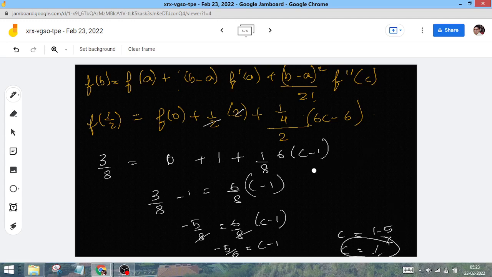By getting the value c equals 1 by 6, we can observe and conclude that c equals 1 by 6 exists between the values 0 and half. And this is Taylor's theorem, and we have been able to solve a simple problem based on Taylor's theorem to gain an understanding.